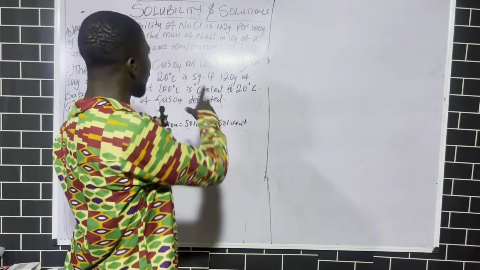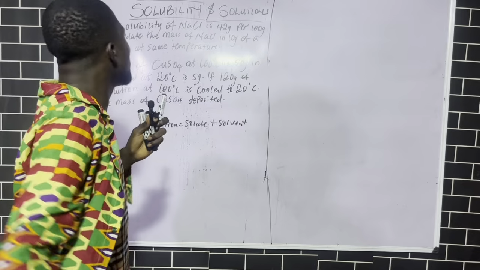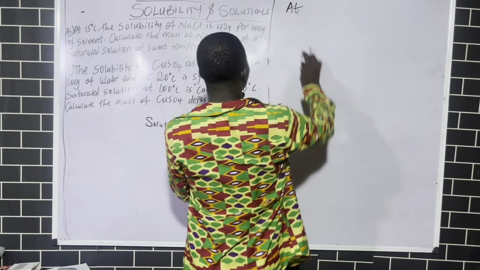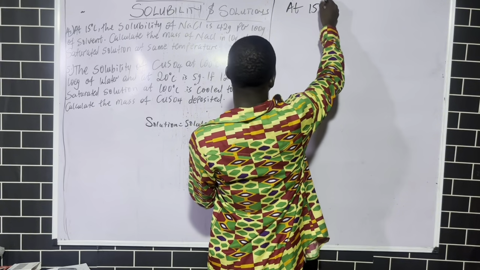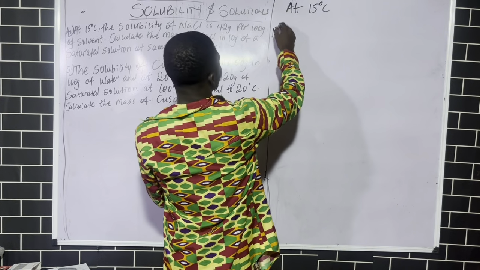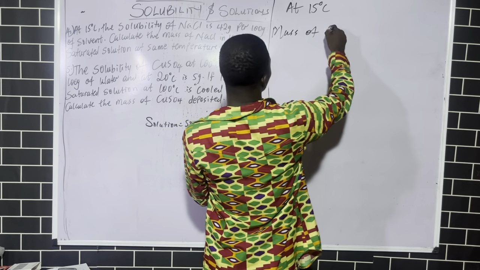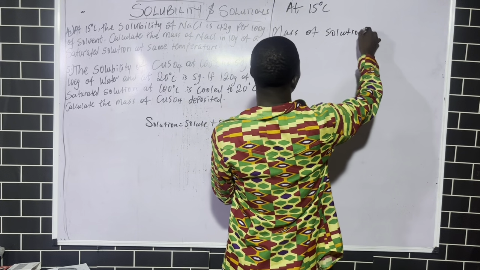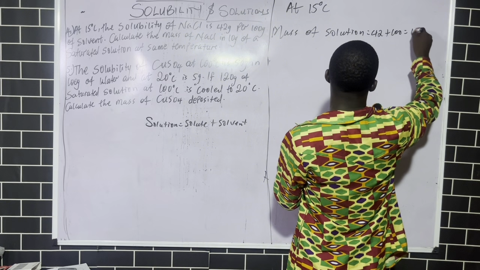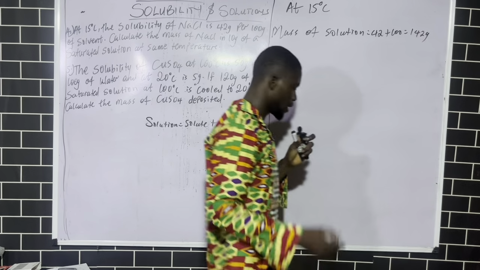So there's a different approach we have to use in this case. What is the approach? First, we will say at 15 degrees Celsius, at this particular temperature, the mass of solution is 42 plus 100. That's 142 gram. Why did I say this?